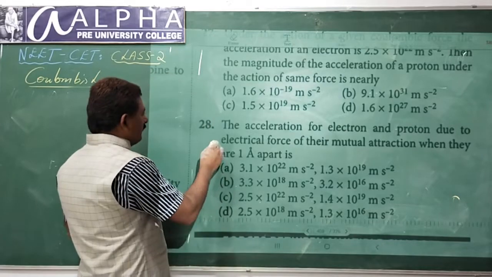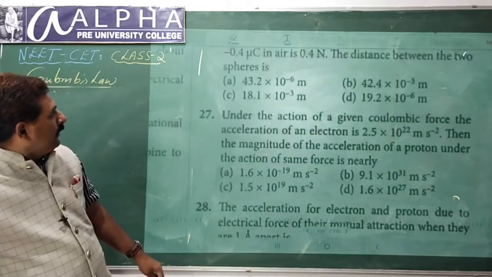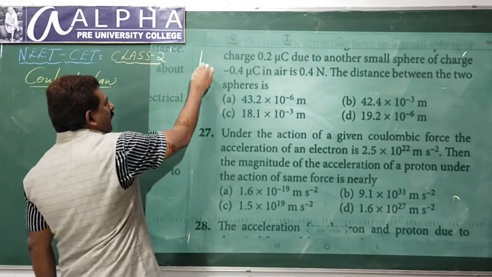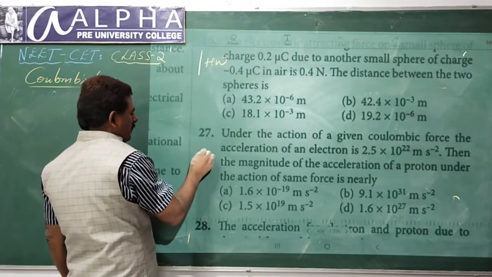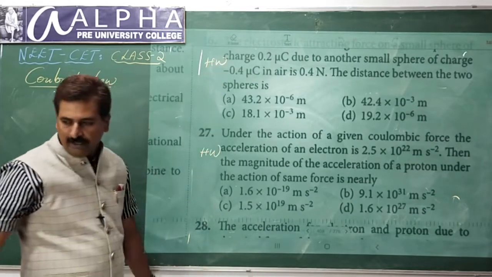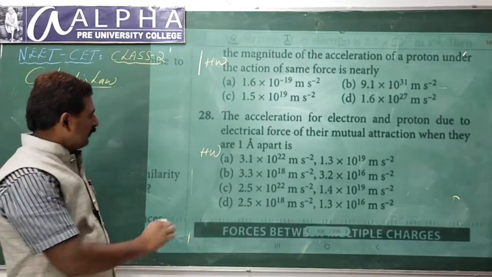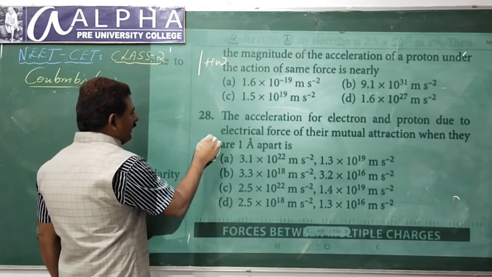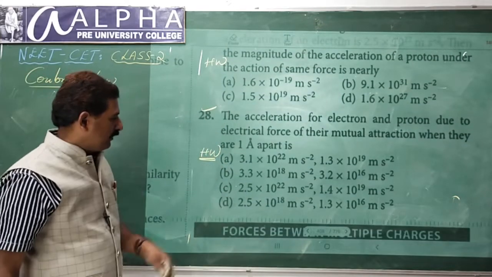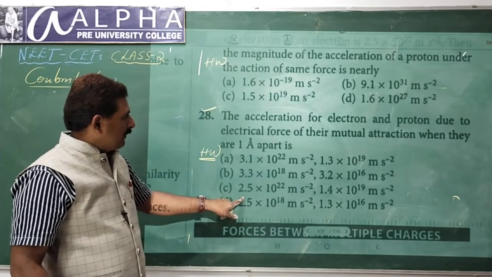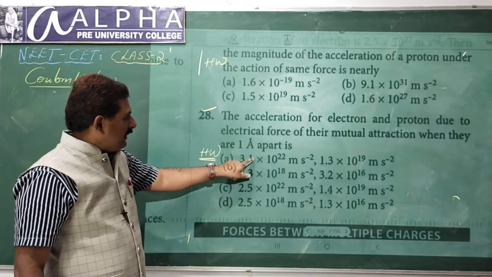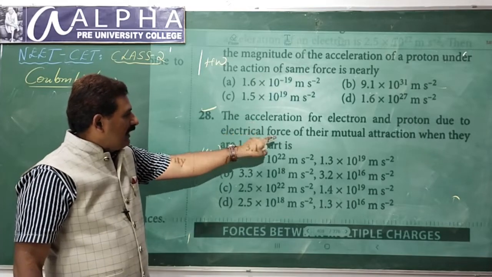Take question number 26 as homework. Question number 27 as homework, because it is a repeat of what we have done so far. Question number 28 also homework. These 3 you have to try. Options are also there, you can find easily. If you are not able to solve this, I will help you.